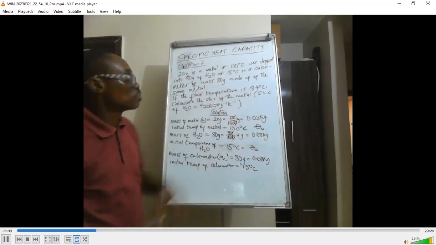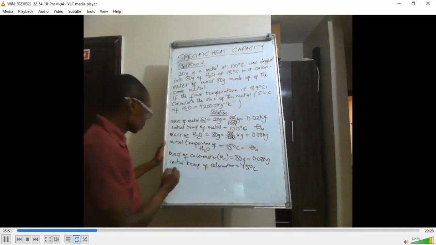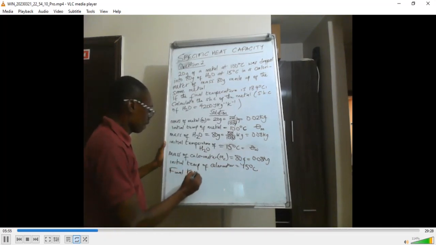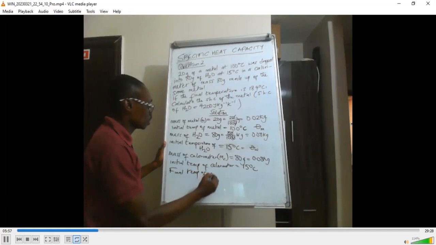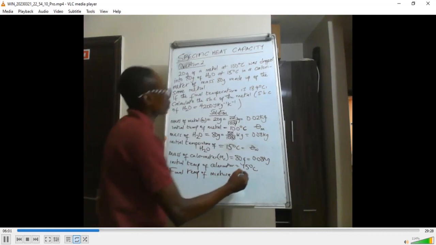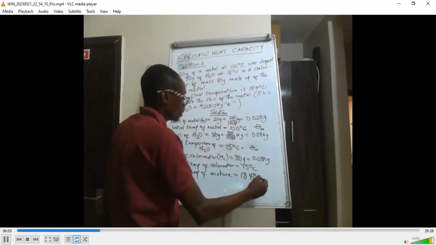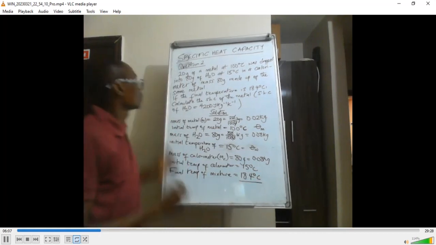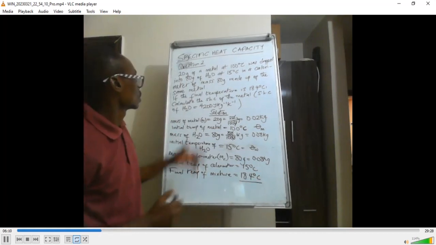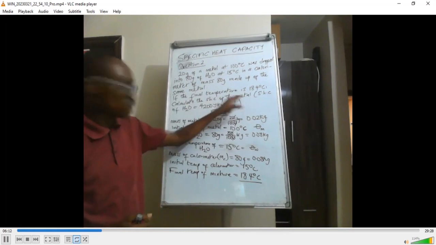If the final temperature of the mixture is 18.4 degrees Celsius, final temperature of mixture is equal to what? 18.4 degrees Celsius. Calculate the specific capacity of the metal.